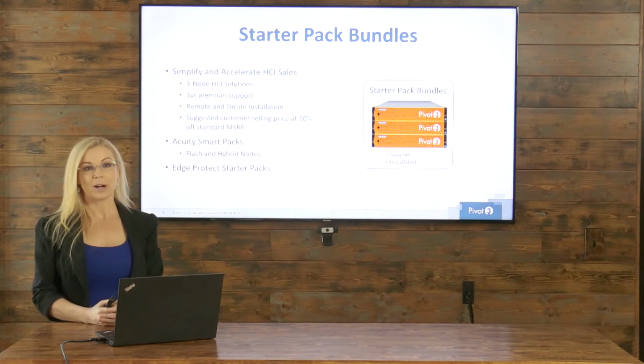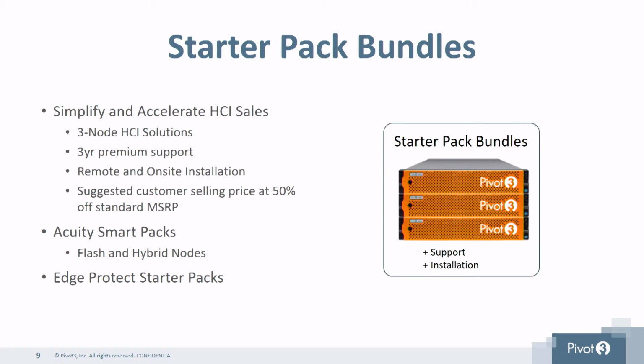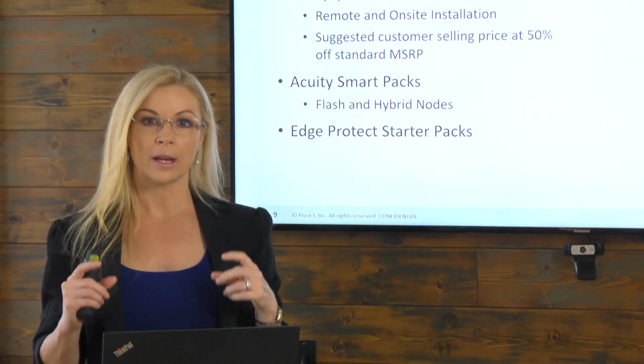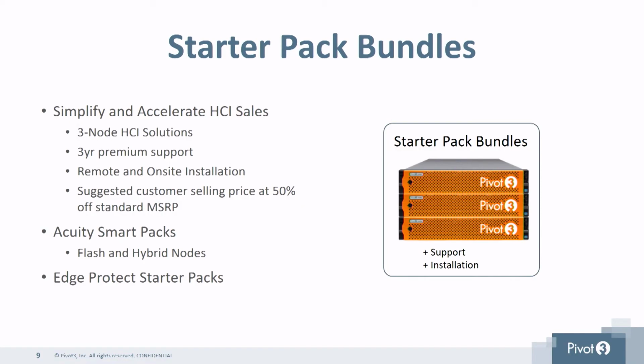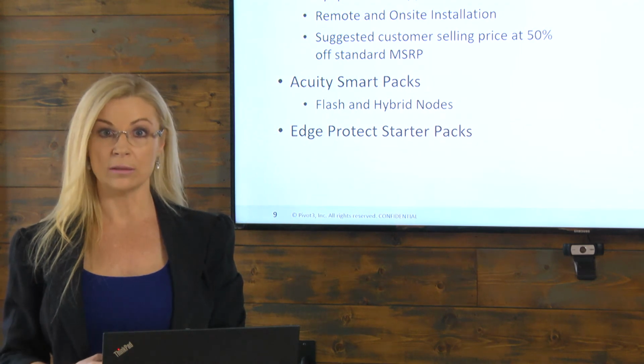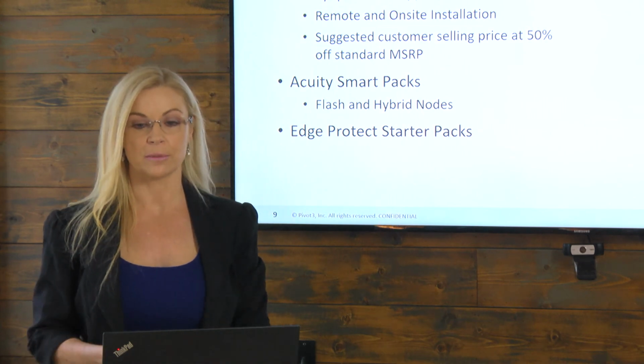We also like to make buying our platforms very easy, so you'll see that we have a number of starter pack bundles, both for Acuity as well as our Edge Protect starter packs. We just talked about Edge Protect as our remote office, branch office offering. So there are 3 node bundles that come at a very low price point. Everything is bundled in, including 3 years of support and on-site installation, and it has a suggested selling price of 50% off list, allowing you to still make very rich margins. It's very easy to sell. It's a single part number, and it makes sizing and getting that out the door to your customers extremely easy.